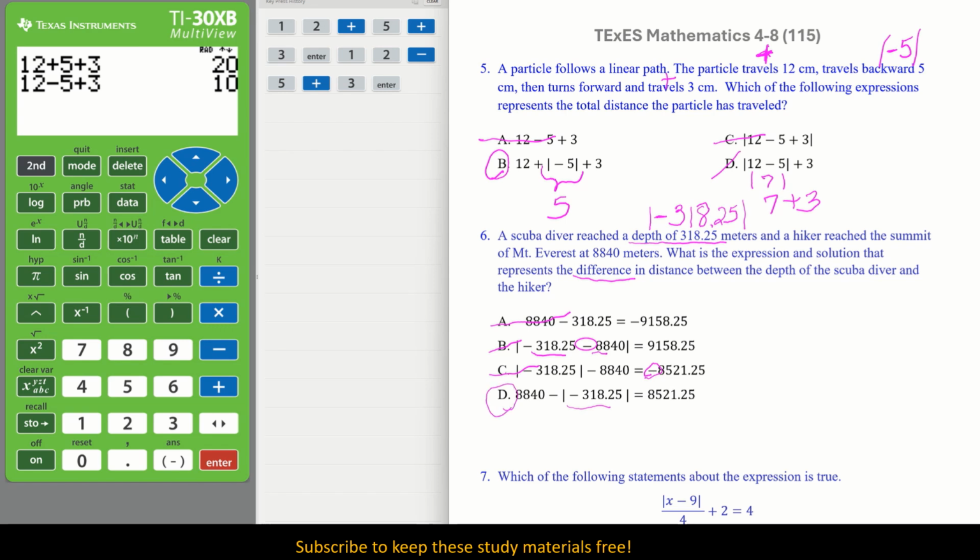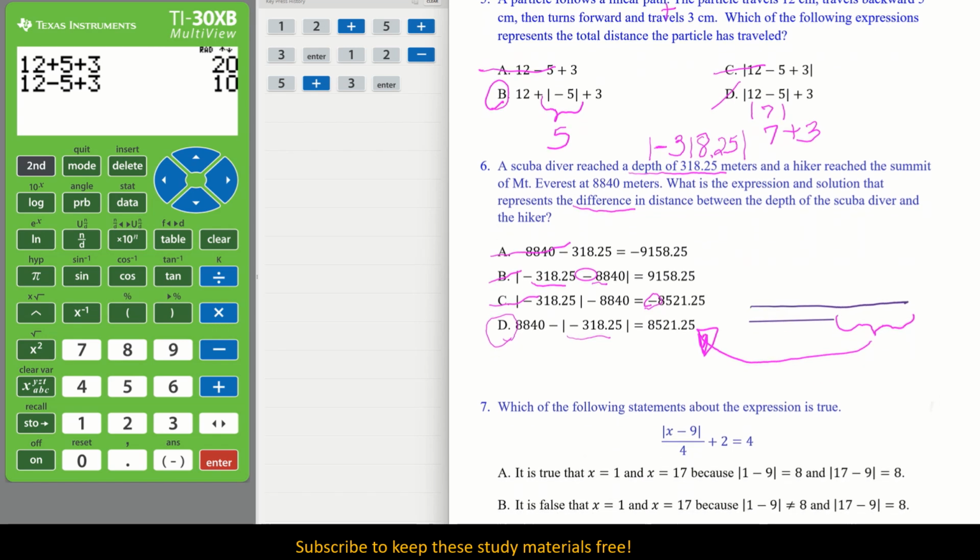That is the true difference in distance of the two, because the hiker is further from sea level. Okay? All right, you have to kind of think that out. It's like this would be the distance of the hiker, this would be the distance of the diver, and this little area is what we're looking for, which represents the value that D has.